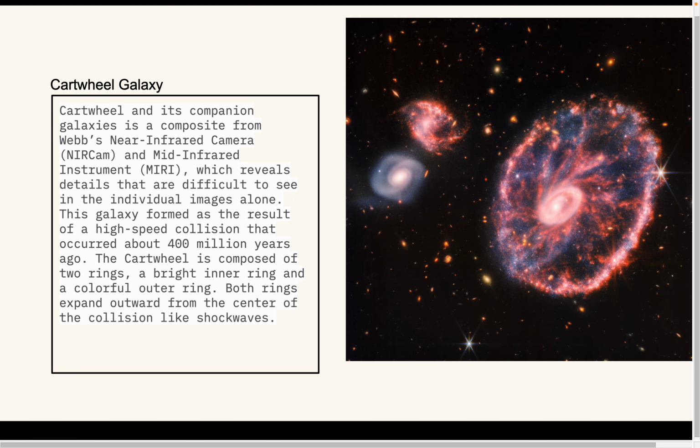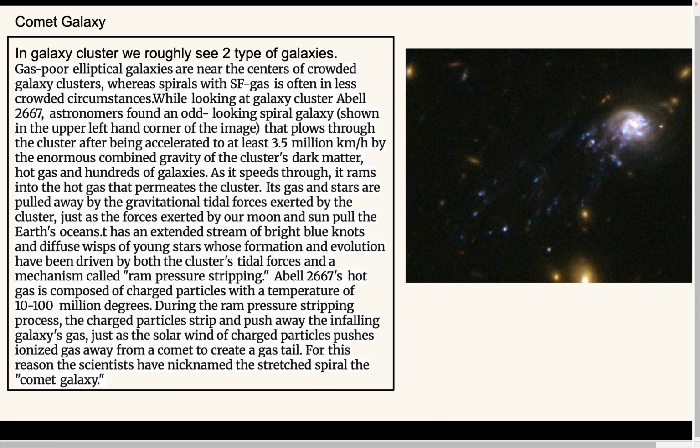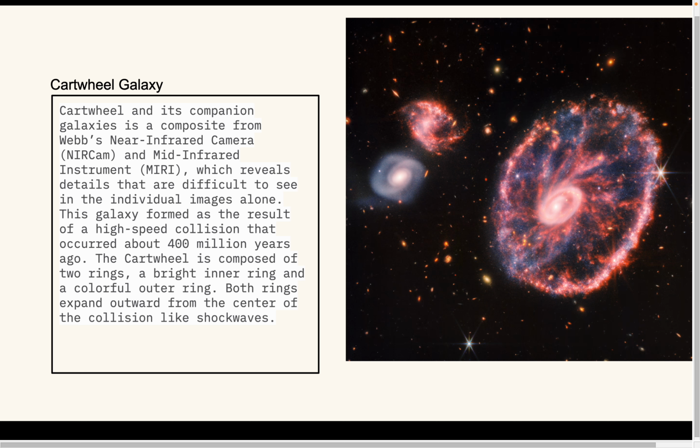The next type of galaxy we discussed is the Cartwheel galaxy. This Cartwheel galaxy has two rings. One is the central bright ring and another is the outer bright ring, and the outer ring is much more colorful than the central ring. So the outer bright ring has many types of stars. These rings are expanding outward. Sometimes you can tell that there is a shock wave kind of thing emitting from the center of the galaxy. So now, any question?